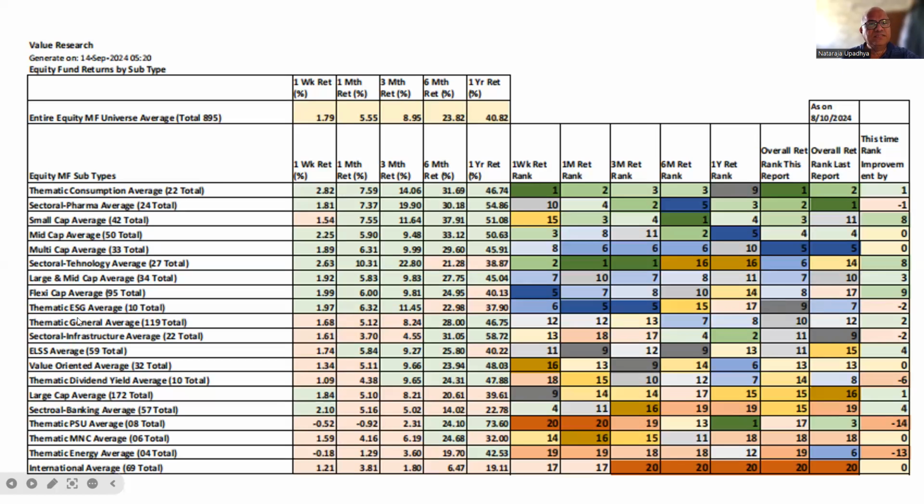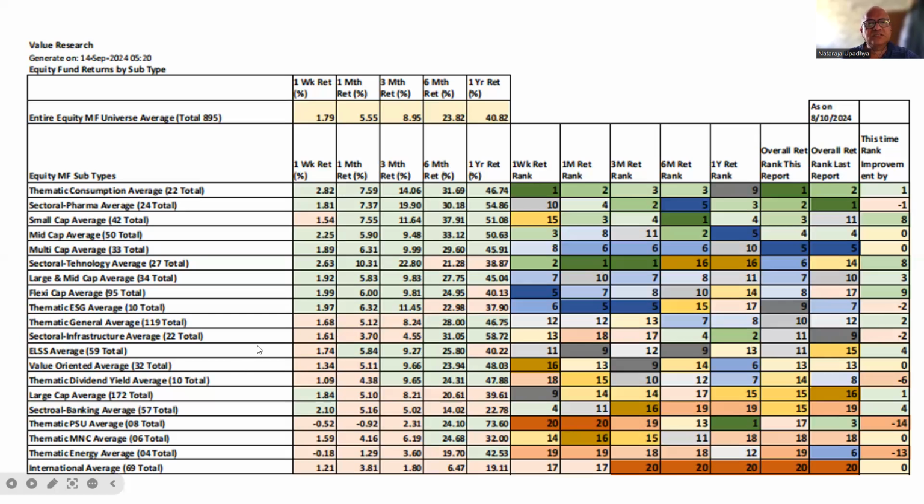Then thematic general, there are 119 funds. They are red for 1 week, 1 month, and 3 months, but green for 6 months and 1 year. Overall ranking is 10th. It used to be 12. So there is an improvement by 2 ranks, 2 points.